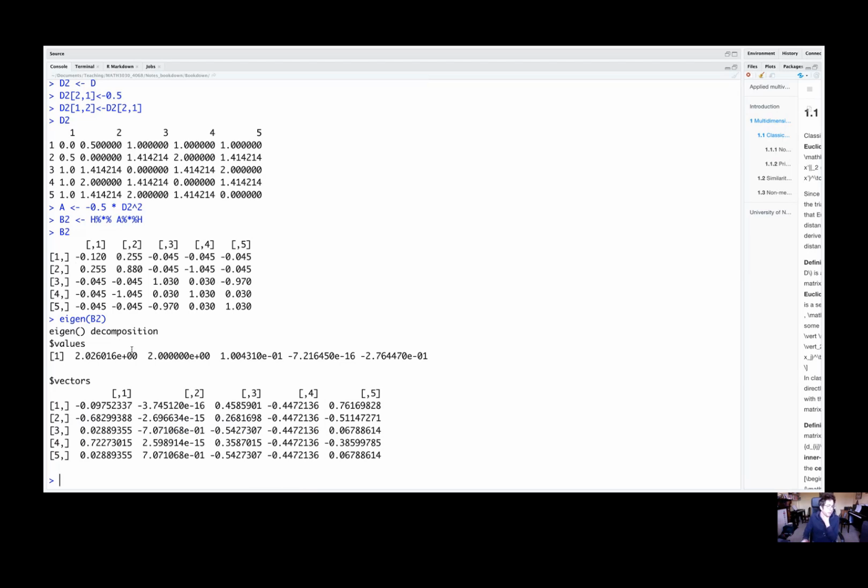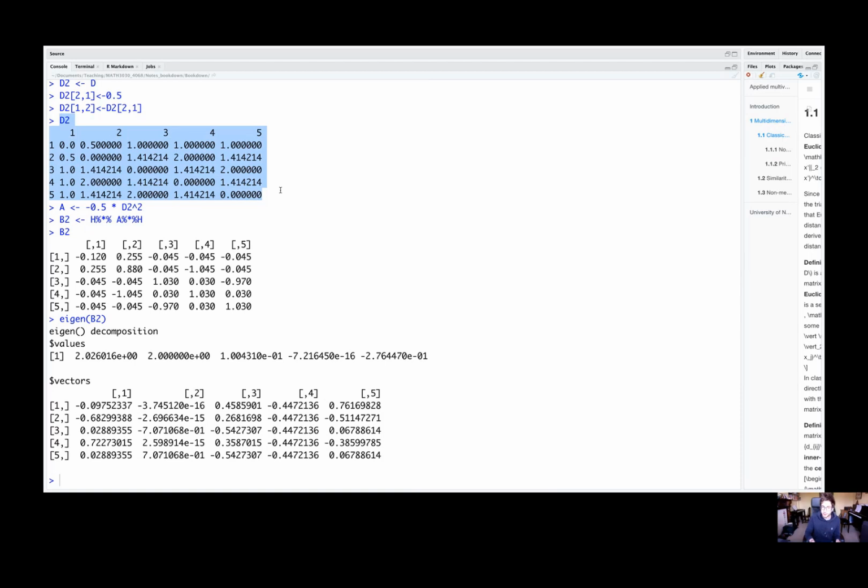Okay, this matrix is not positive definite. It's got a negative eigenvalue. So by the theorem, we know that this is not a Euclidean matrix. There is no set of 5 points in any R^p space that has Euclidean distances given by the matrix D2 here. It's not possible to find those points.